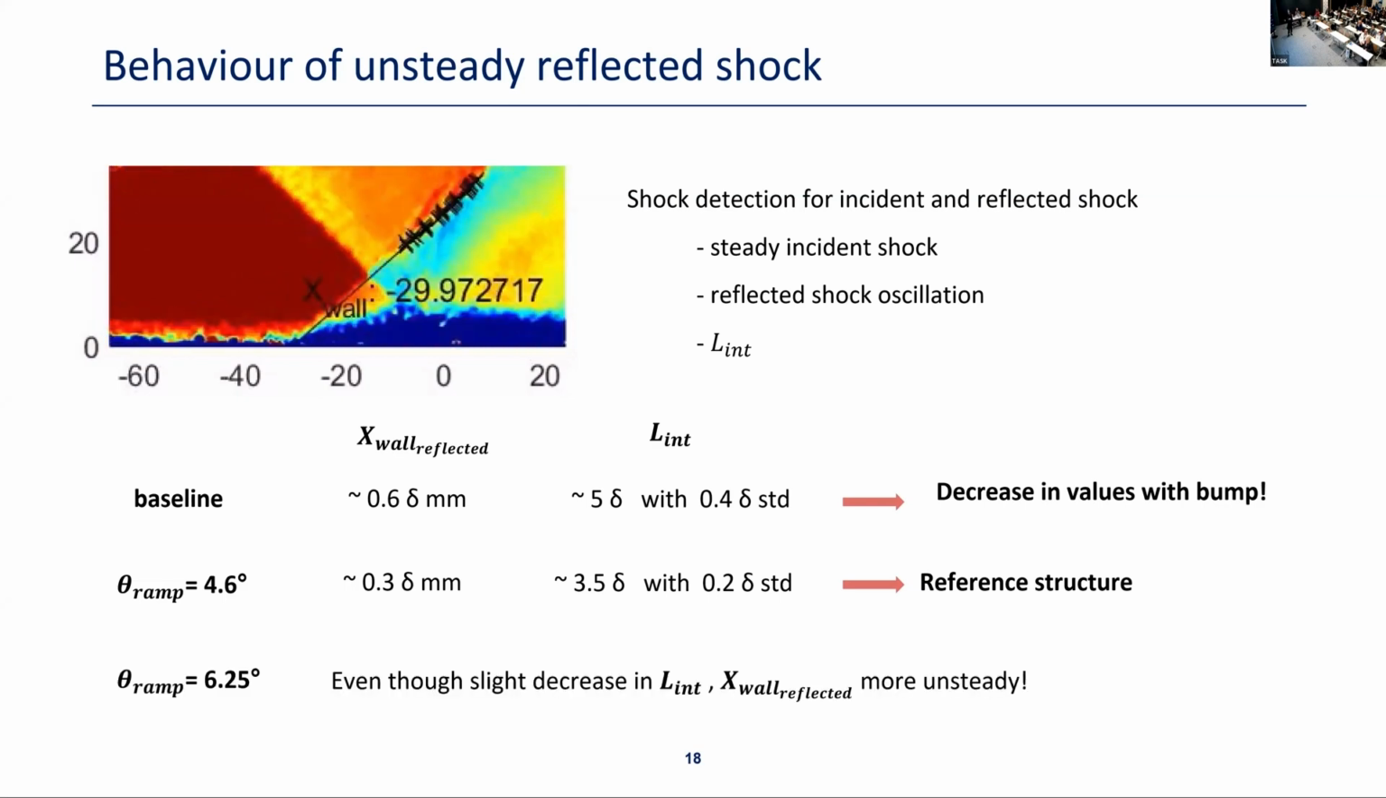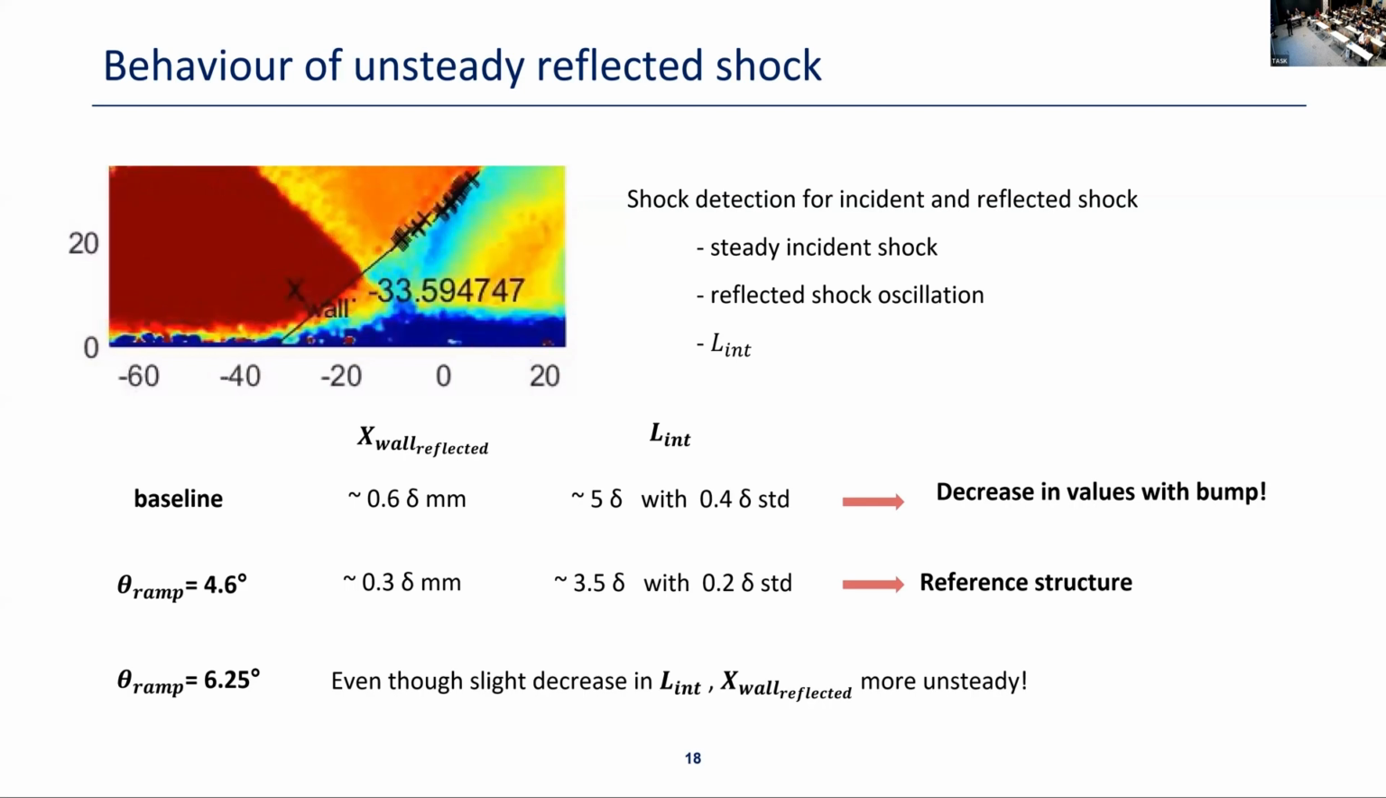But we saw some interesting results as well. When we moved to the approximately 6 degree ramp angle, even though we could see a slight reduction in the average interaction length, we did see an increase in the standard deviation of the impingement location of the reflected shock, to around the no control case. I am not sure at the moment what this means.